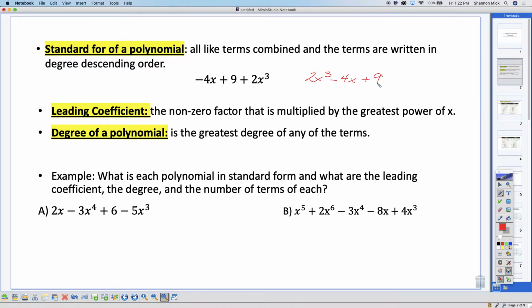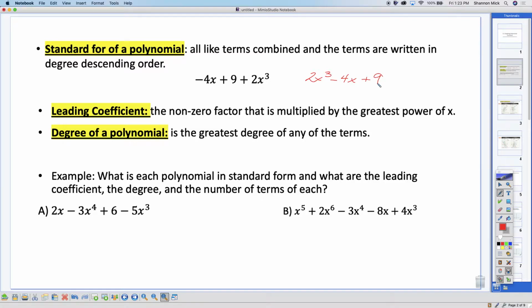Highest degree first, right? Did you already know that was standard form? Did you know that was the name for it? Okay. If you didn't, then maybe you need to write standard form down. If you did, then you don't need to. But do you know when you see a polynomial that you should put it in that order? Yes. Good.